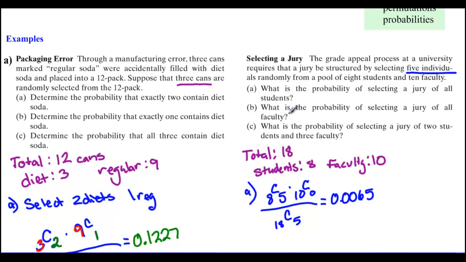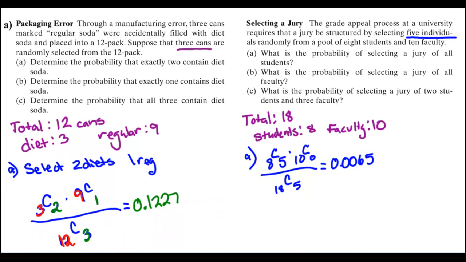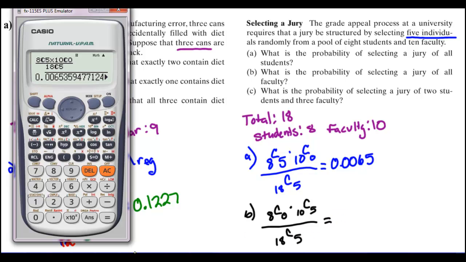For B, we will need to find the probability of selecting a jury of all faculty. So for B, of the 8 students, we don't want to choose any. Of the 10 faculty, we want to choose 5. And again, that's going to be over the 18 choose 5. So this is all the ways to make groups of 5 out of the 18. And we'll pop that in our calculator. And we're going to get 0.0294.